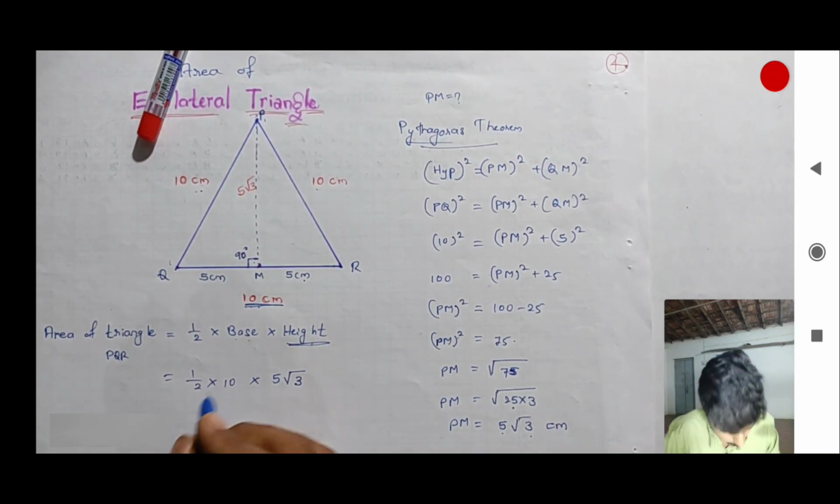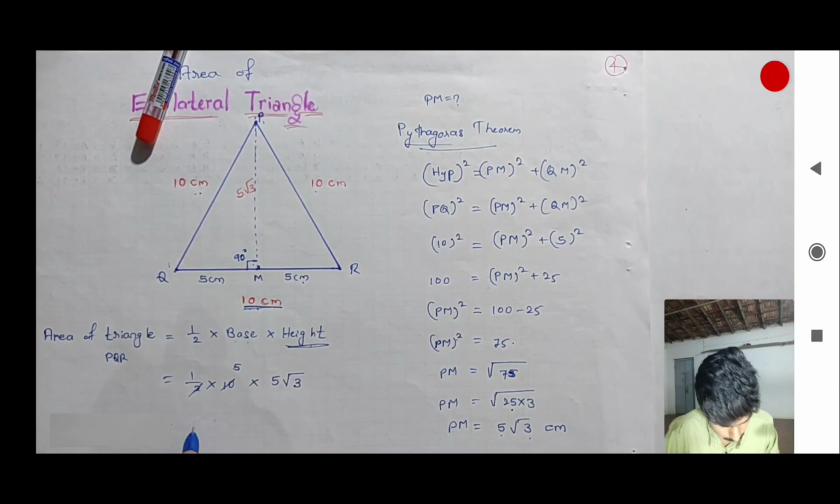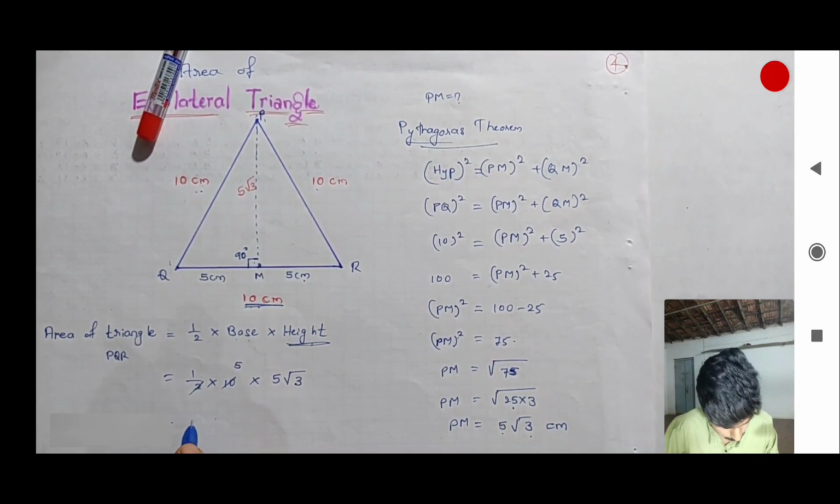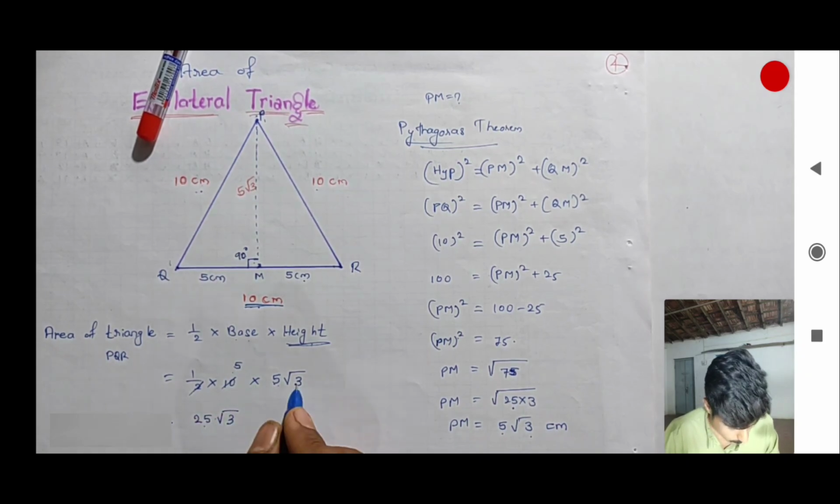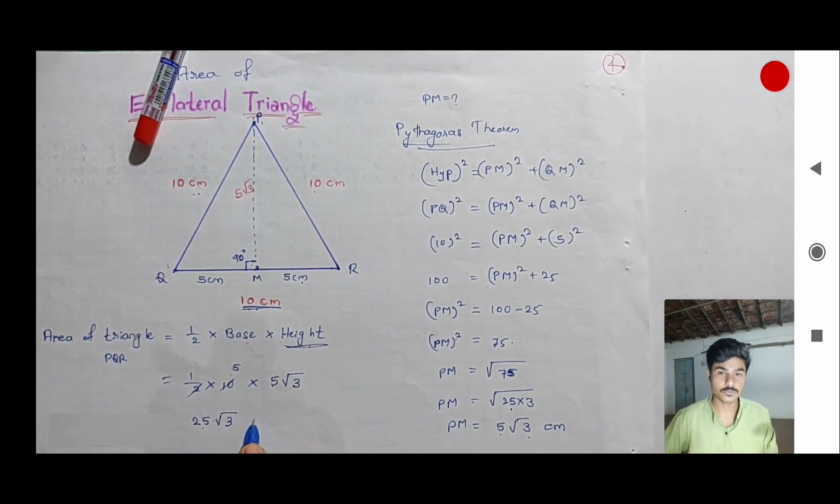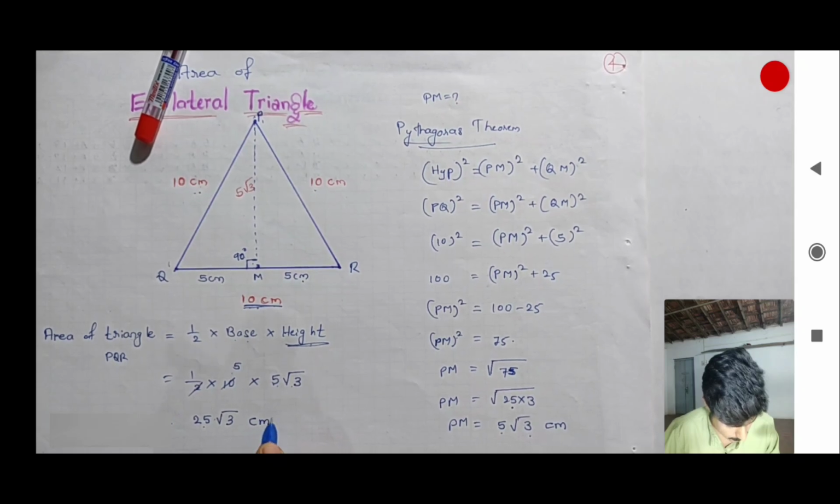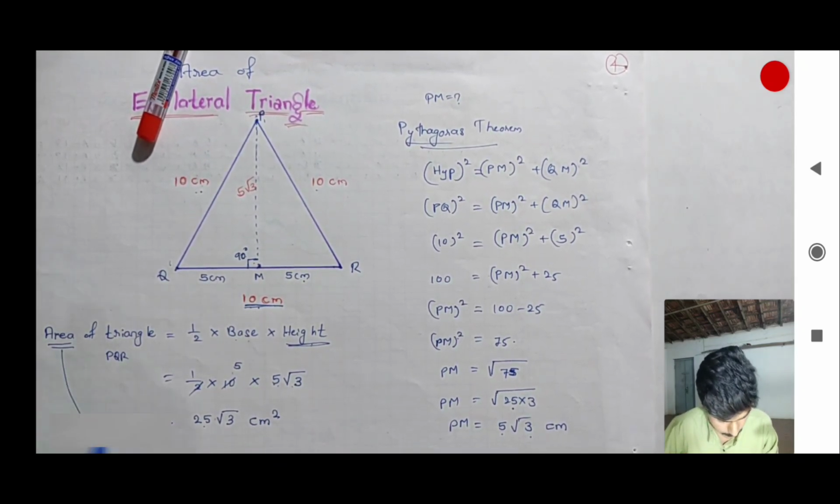So let me cut out here also. Here only 2 fives are there. So the value came out as 25. 5 into 5 is 25, and what is inside the 3 will remain inside the root only, 5 root 3. And again, the unit here will be centimeter square, because we are finding area here.